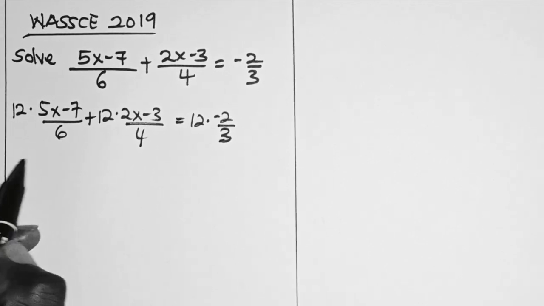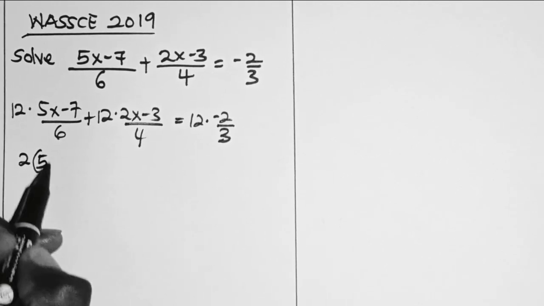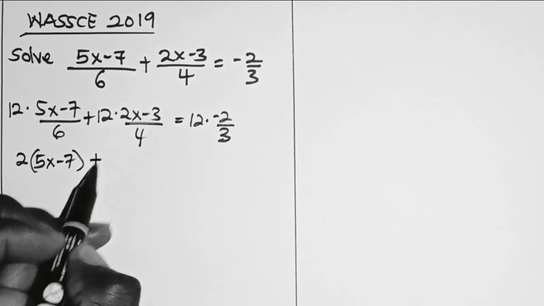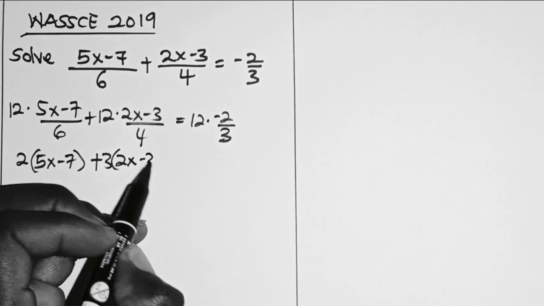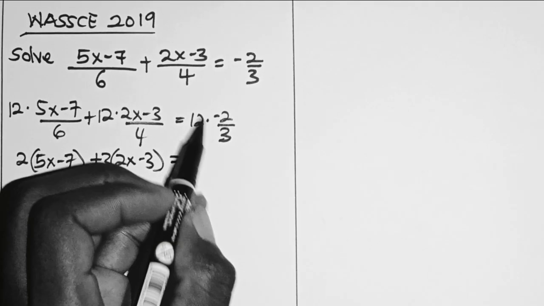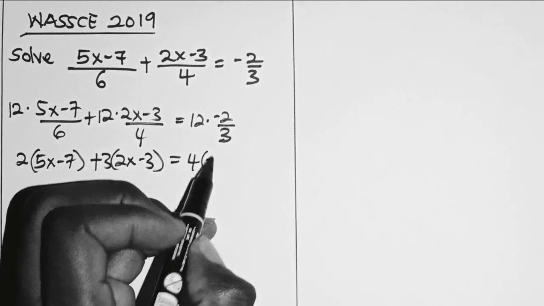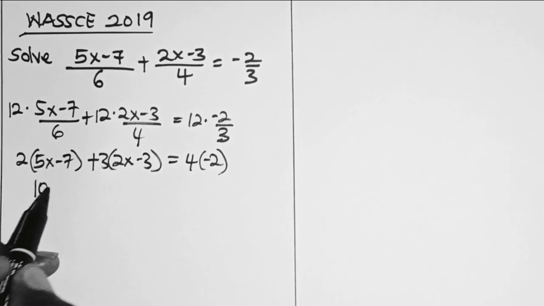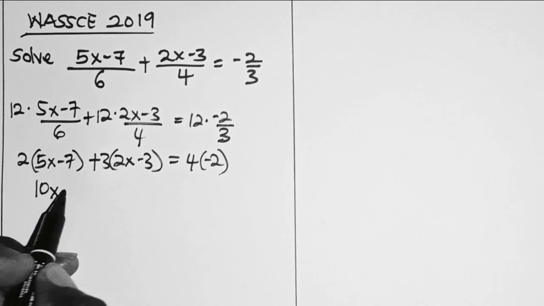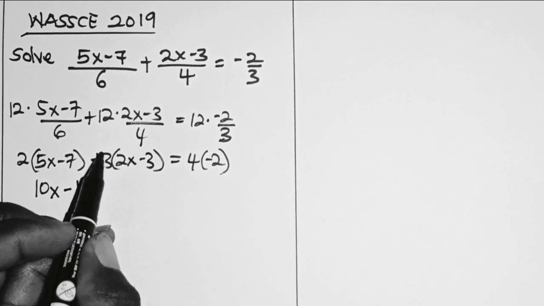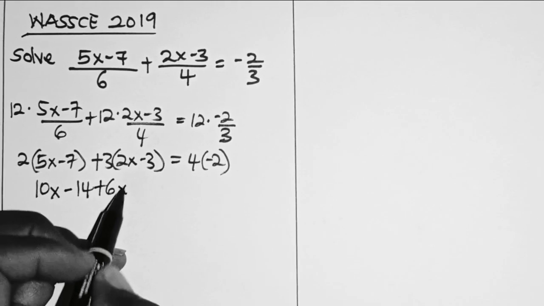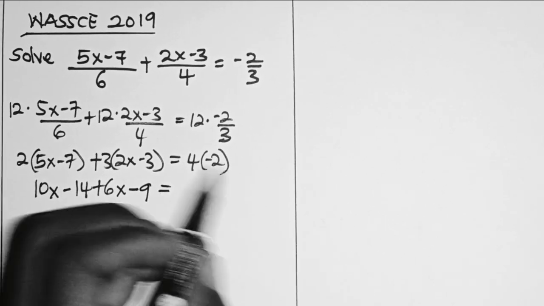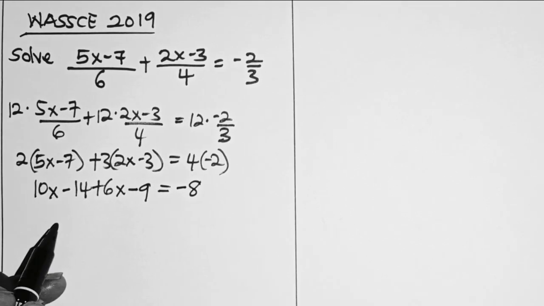So 12 divided by 6 is 2, so 2 times (5x - 7). And 12 divided by 4 is 3, so plus 3 times (2x - 3) equals 12 divided by 3 is 4, so 4 times minus 2. So 2 times 5x is 10x. Then 2 times minus 7 is minus 14. Then 3 times 2x becomes 6x. Then 3 times minus 3 is minus 9. Because 4 times minus 2 is minus 8.